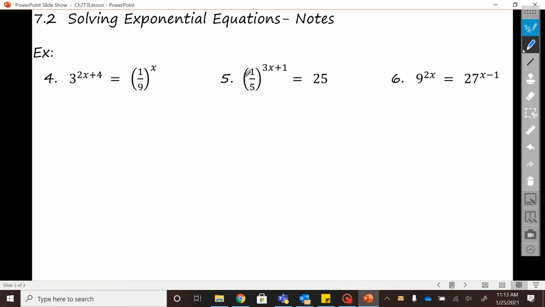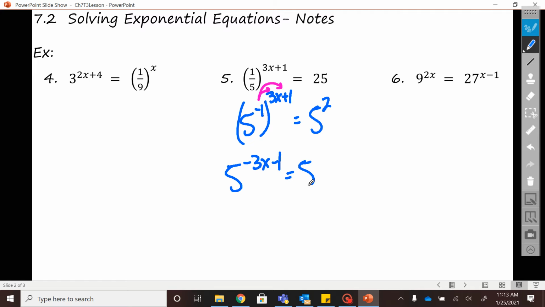So when we look at number 5, 1 over 5 to the 3x plus 1 equals 25. These both need to be written with a base of 5. So this is 5 to the negative 1 power, to the 3x plus 1, equals, and this is 5 to the second power. Well, we have to distribute because they're being multiplied together. So this would be 5 to the negative 3x minus 1 equals 5 squared.